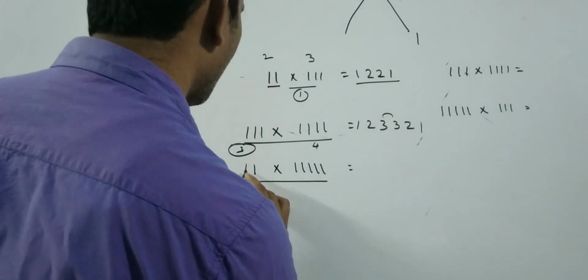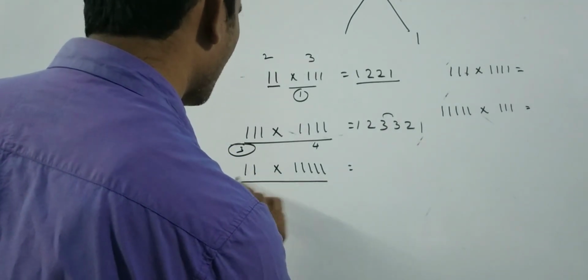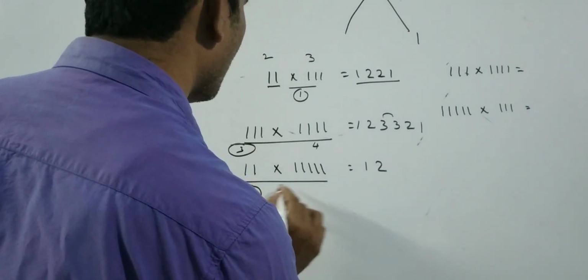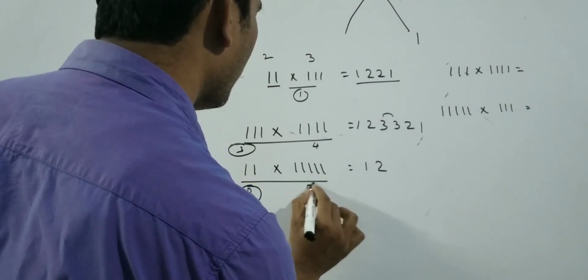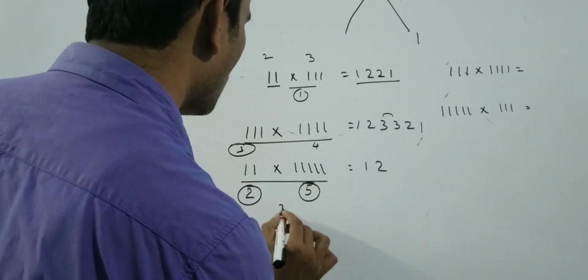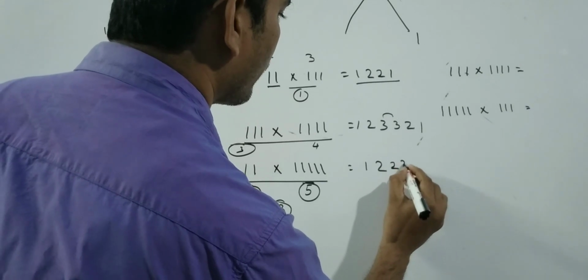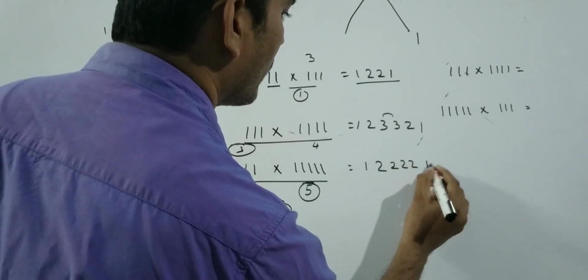Here see friends, the fewer number of digits is here. So first we write 1, 2. 2 digits are there. Again here how many digits are there? 5 digits are there. So the difference is how much? 3. Then 2 we have to write 3 more times. Then again 1.